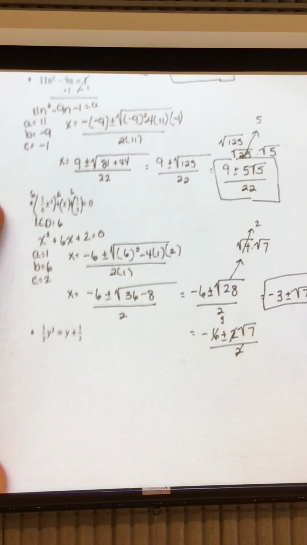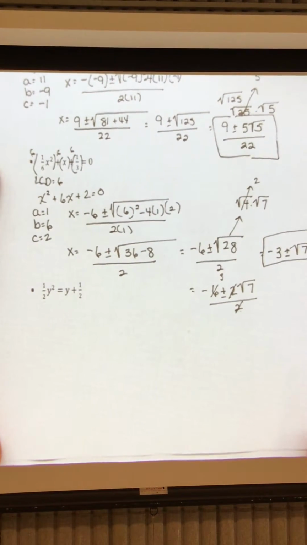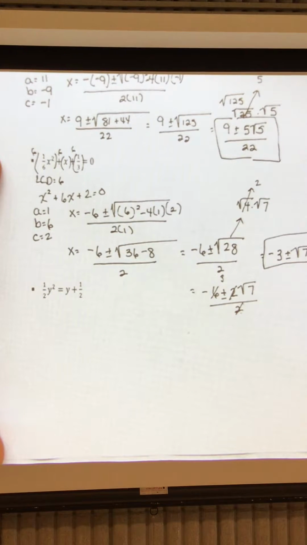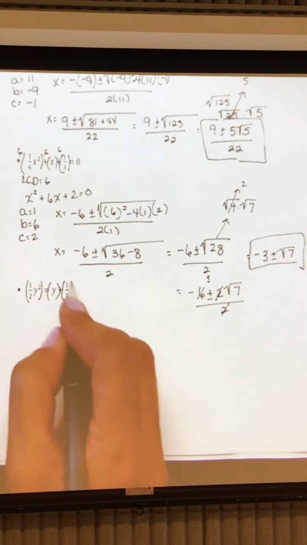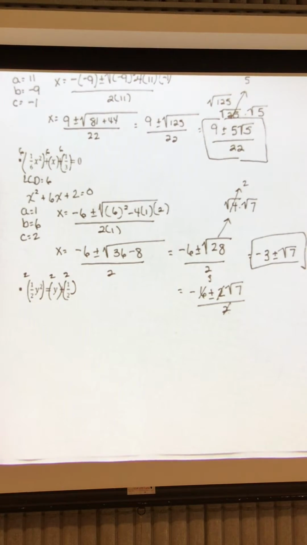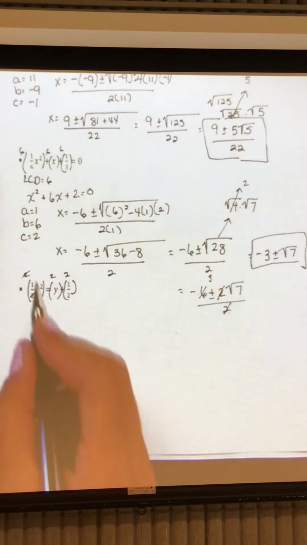And that is our final answer. And the last part of number 1, again, we have a fraction. So to get rid of our fractions, we multiply every term by our least common denominator. And we also have to write our equation in standard form. So let's first get rid of the denominators.